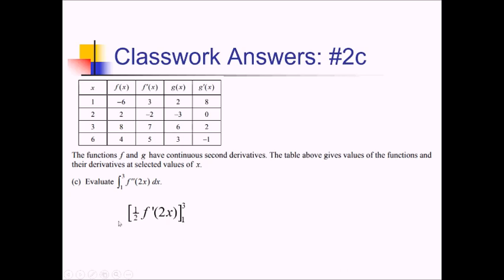So I'm going to yank the 1/2 out of here, and inside I'm going to have f prime of 2 times 3 minus f prime of 2 times 1. Well, what is f prime of 2 times 3? That's really f prime of 6. F prime of 6 is going to be 5. And then this is really just f prime of 2 over here. F prime of 2, that's going to be negative 2, but we're subtracting that, so that's actually plus 2. So we've got 1/2 times 7, which comes out to 7/2.